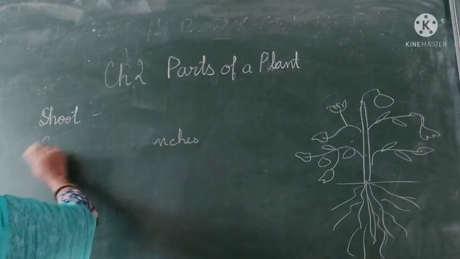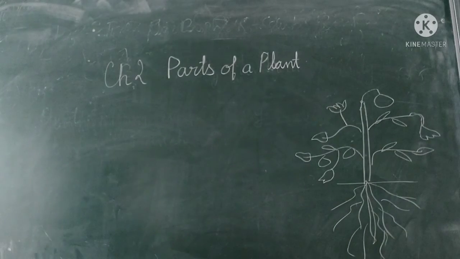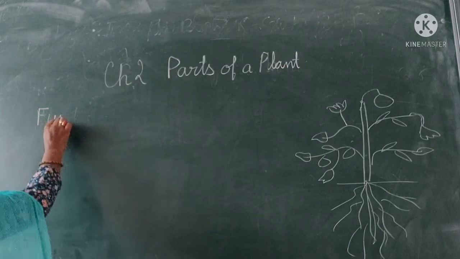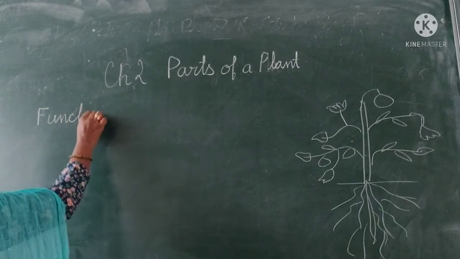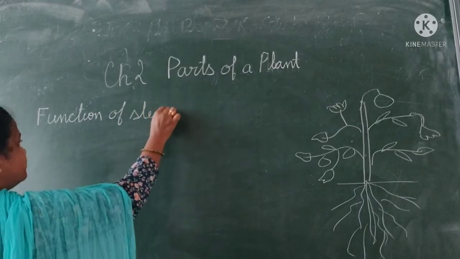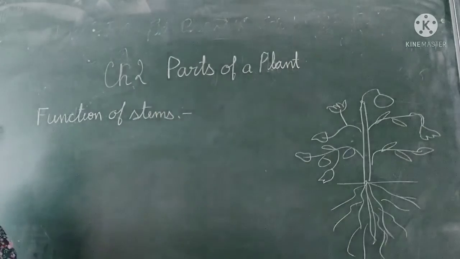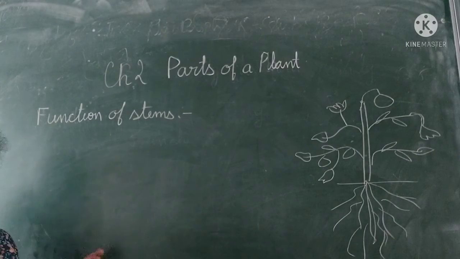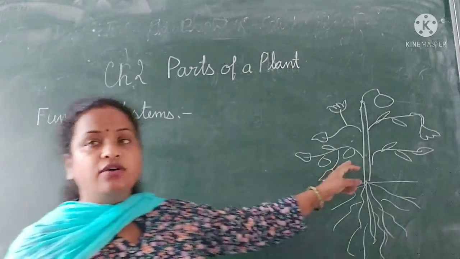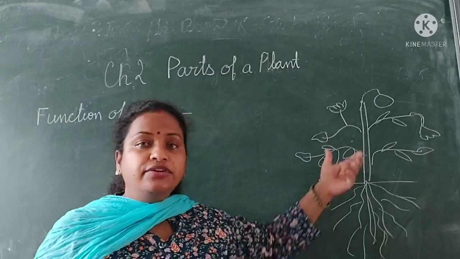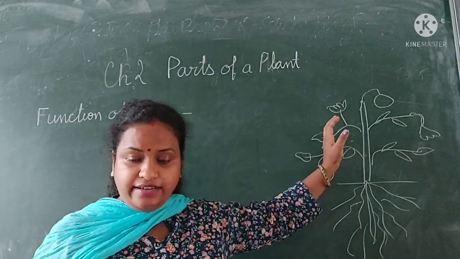Second is functions of stems. What are the functions of stems? Can you see? The stem holds the plant erect to get sunlight and air. You see how the stem is holding the plant straight. To get sunlight and air.